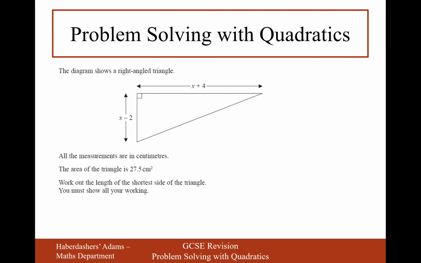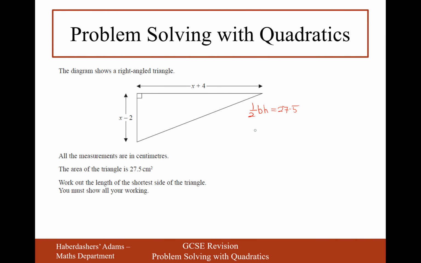Right then, let's get started on the problem. So we have a right angle triangle here, and we're told the area of the triangle is 27.5 centimeters squared. Now this triangle is a right angle triangle, so we can use the half base times height formula on it because the base and the height meet at a right angle. So it's going to be half base times height equals 27.5.